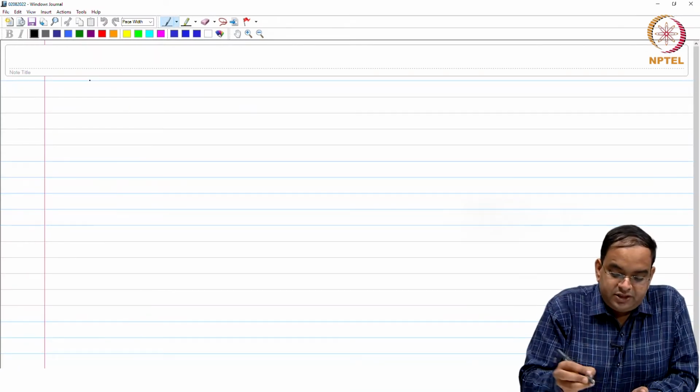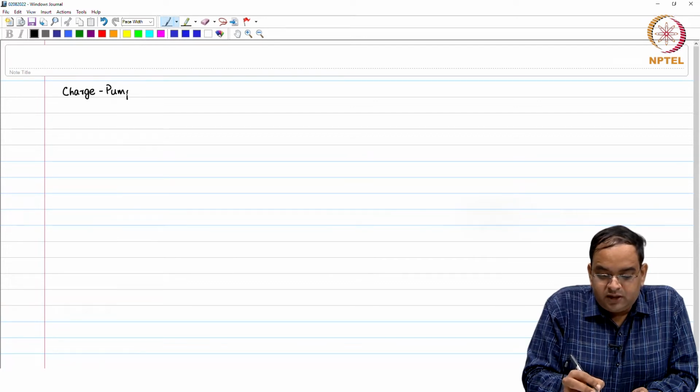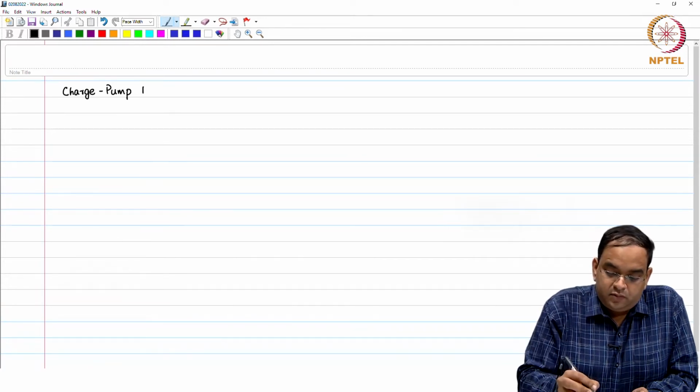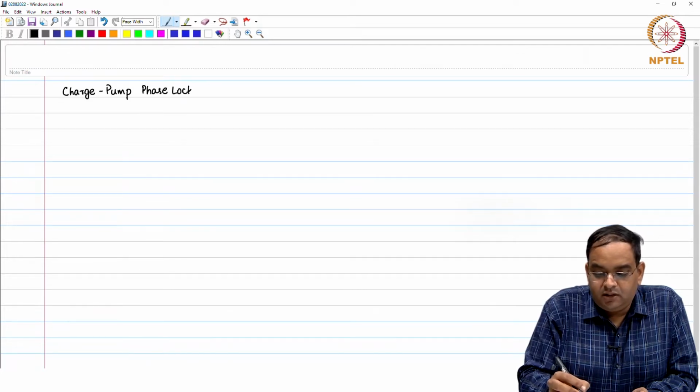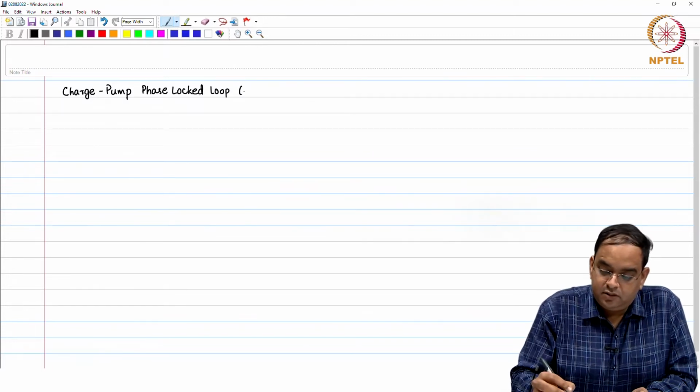In the previous session, we looked at the block diagram of a charge pump PLL, and we also drew the small signal model of the charge pump PLL. So, today in this session, we will look at the analysis of the charge pump PLL.